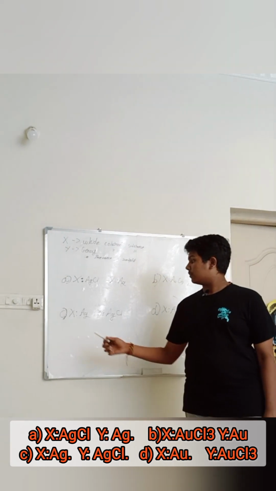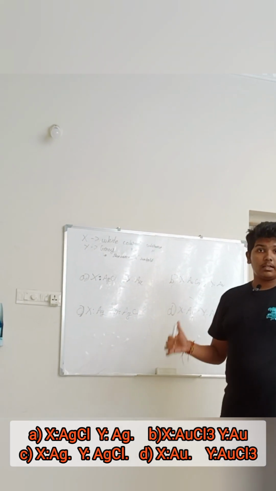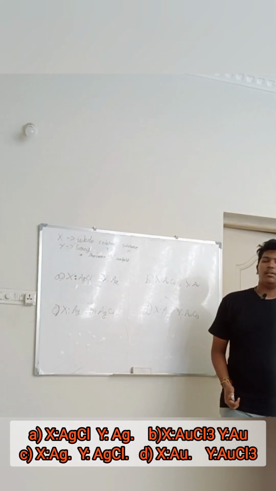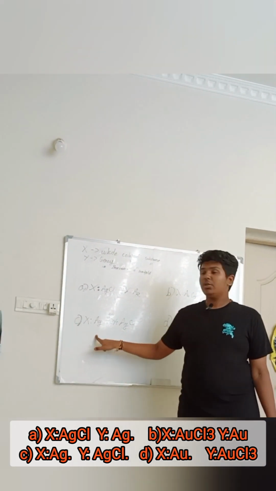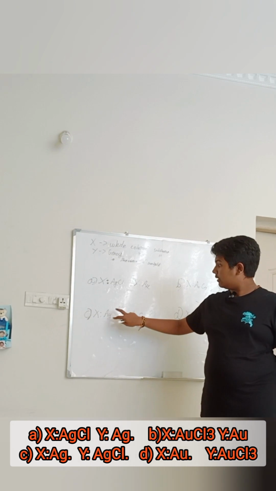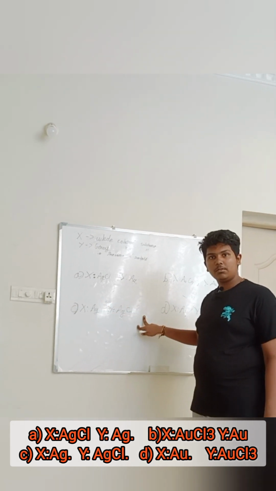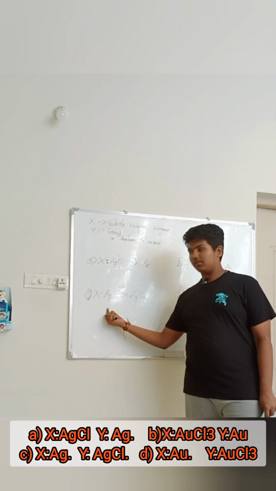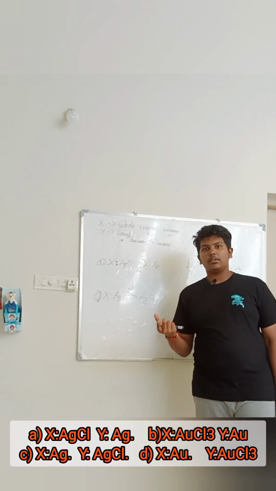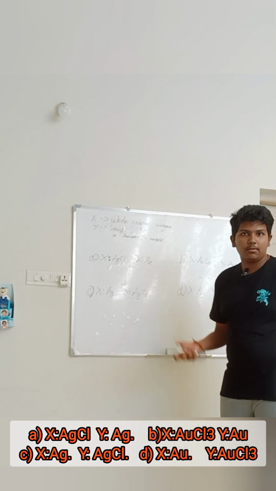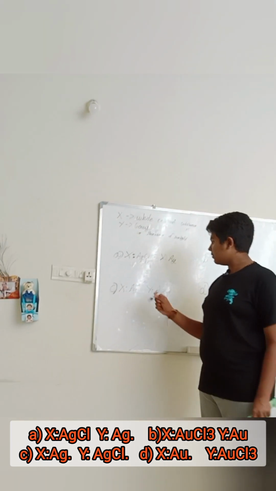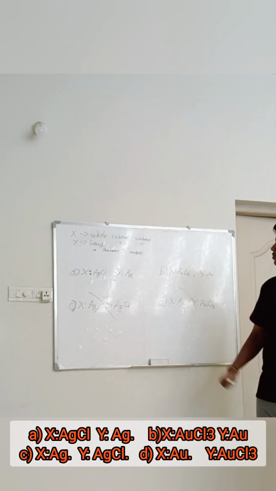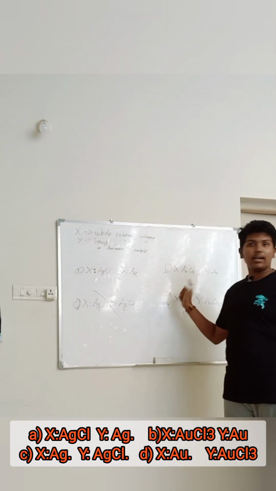Now let's try this one. X is silver and Y is silver chloride. Is it possible to split this Ag into this? No, because this is an element. You can't split that; it will always be highly unstable. So no, this also is not possible. Which leaves us two options, A and B.